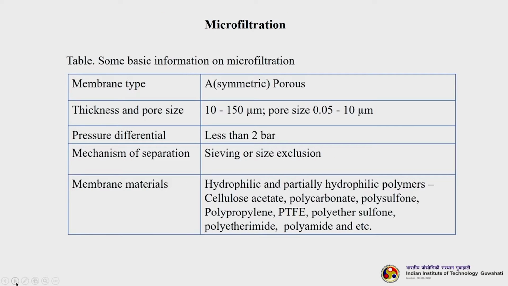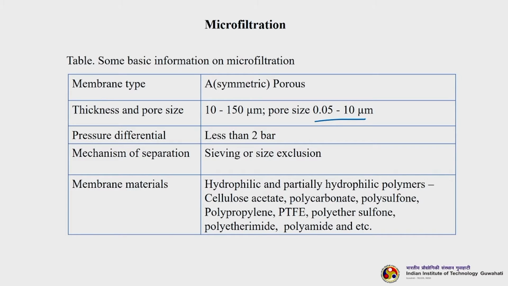Some basic information: the membrane type is basically asymmetric porous, with symmetric in brackets, meaning it can be symmetric or asymmetric. The thickness is around 10 to 150 micron. The pore size is usually 0.5 to 10 micron. The pressure required to carry out microfiltration operations is usually less than 2 bar. The mechanism of separation is usually sieving or size exclusion, and there are different types of membrane materials which can be used to prepare microfiltration membranes.